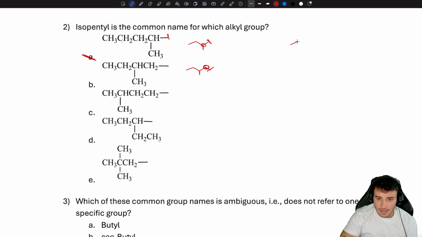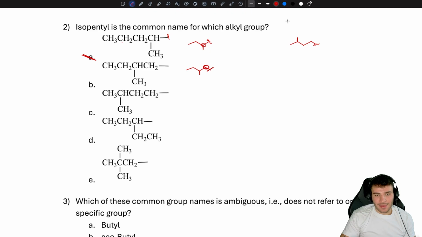I want you guys to realize that even though that's very similar, isopentyl is actually this. And I like to think of it as kind of like isolated. So any of the iso groups, whether it's isobutyl or anything else, in terms of the larger group is as far away from the sticking out carbon. So this carbon is sticking out. It is as far away as possible from this group. And that's not what's going on here. So we can eliminate B.